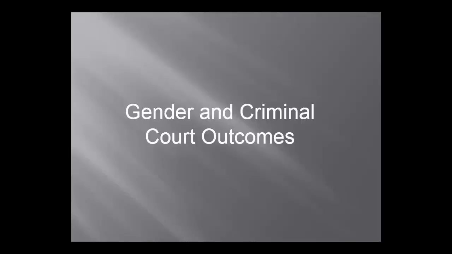Reading number 2. Gender and Criminal Court Outcomes and Historical Analysis. The image of Lady Justice, often seen at courthouses, is usually blindfolded, holding scales in one hand and a sword in the other. The scales suggest that Lady Justice will weigh the evidence and merits of a case to determine the outcome.